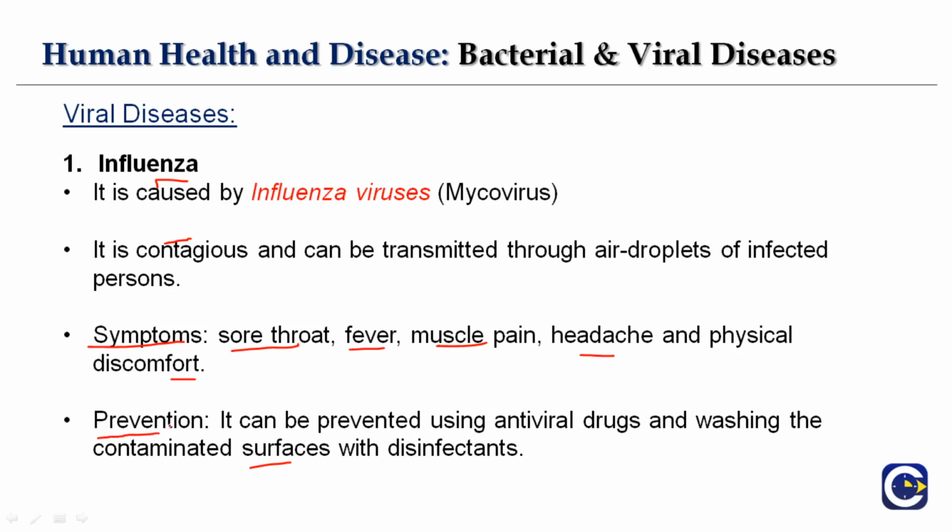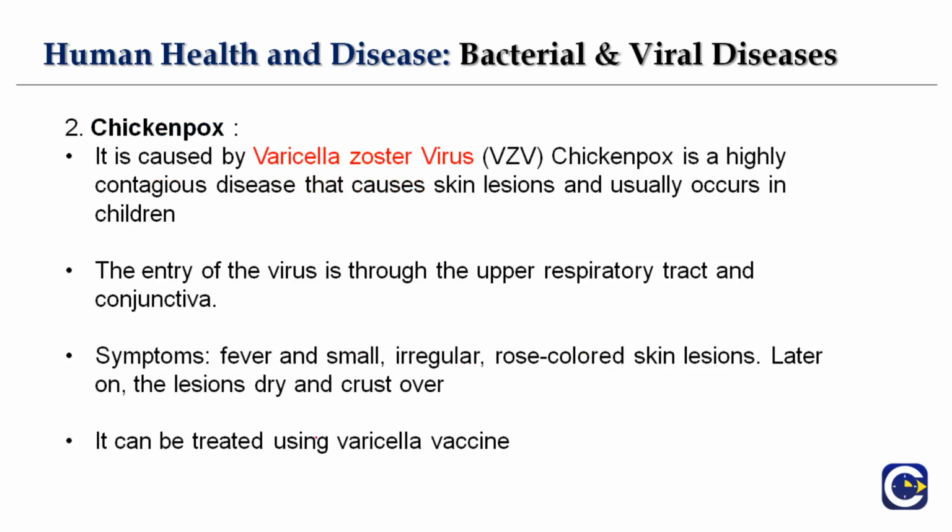So how can you prevent it? You should stay away from the infected person. It can be prevented by using antiviral drugs, washing contaminated surfaces with disinfectants, and remaining away from the infected person. Okay. Next viral disease that we are going to see, again a common one and I think all of you are aware of it: chickenpox. This is caused by the Varicella zoster virus, which is simply abbreviated as VZV.